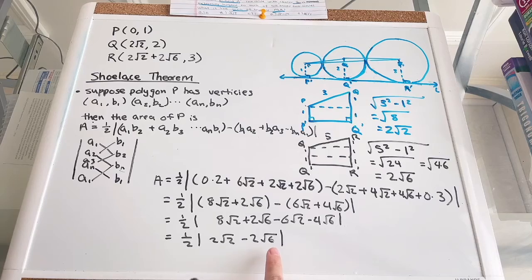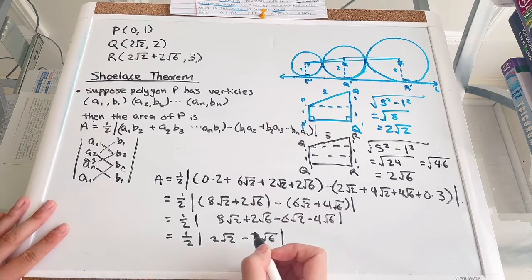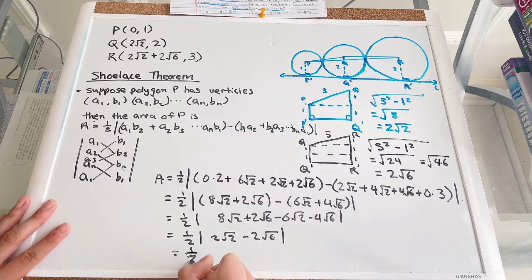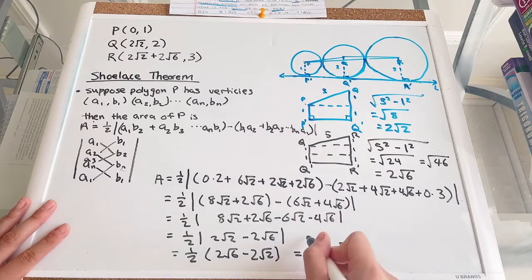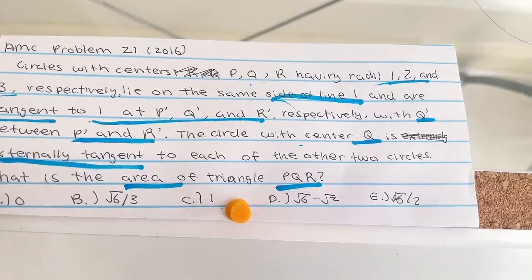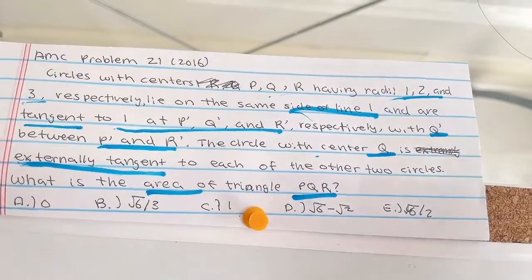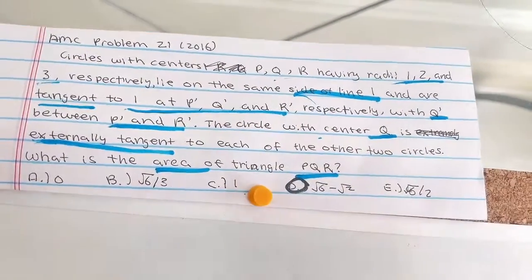And since we know the square root of 6 is greater than the square root of 2, then we would simplify this as 1/2 times, and then we would get the square root of 6 minus the square root of 2. And that would be your answer. So looking at our answer choices, we can tell that the answer would be D, the square root of 6 minus the square root of 2.